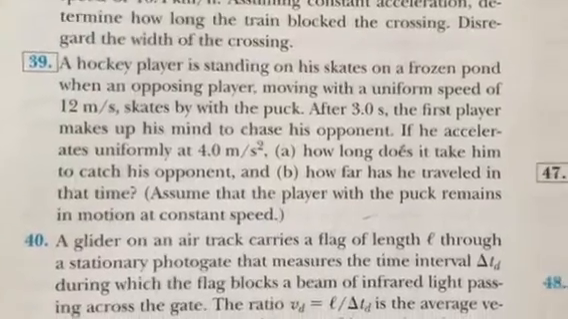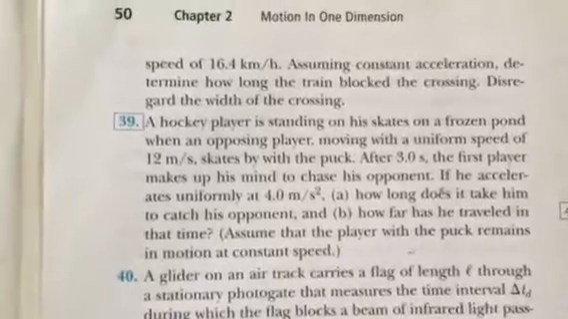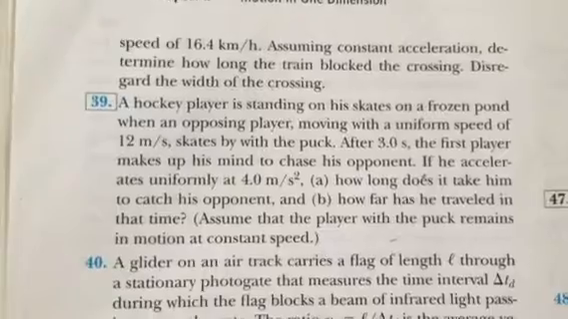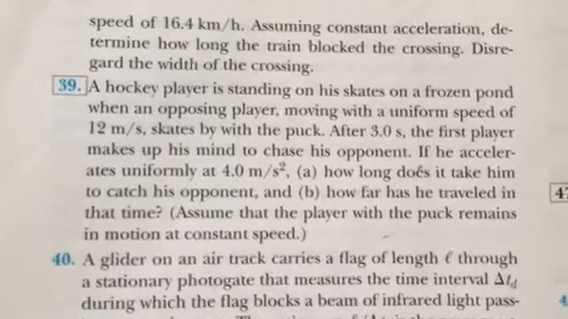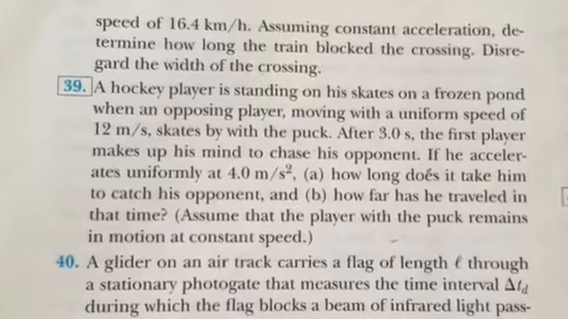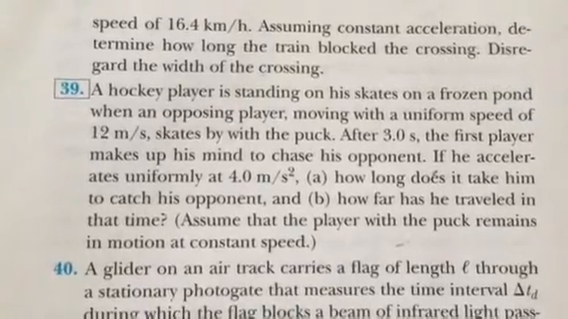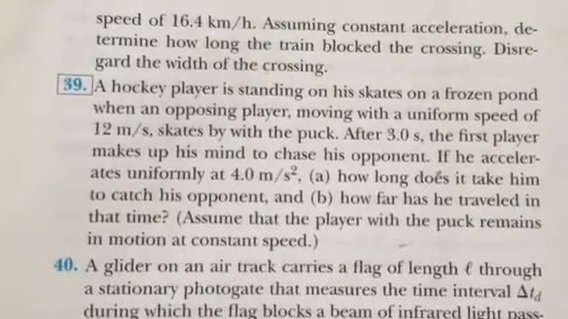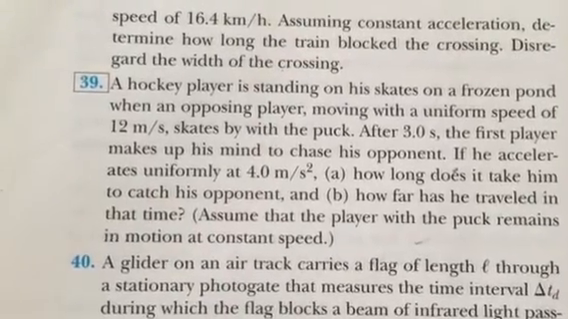Alright, so for number 39, you have a hockey player standing on his skates on a frozen pond when an opposing player, moving with a uniform speed of 12 meters per second, skates by with the puck. After 3 seconds, the first player makes up his mind to chase his opponent. If he accelerates uniformly at 4.0 meters per second squared, A, how long does it take him to catch his opponent?